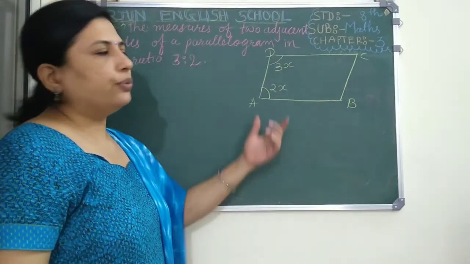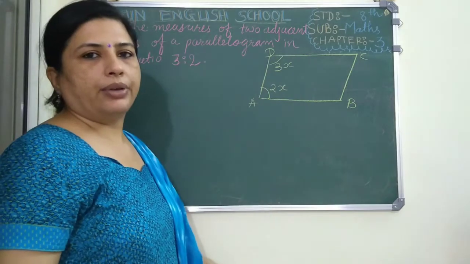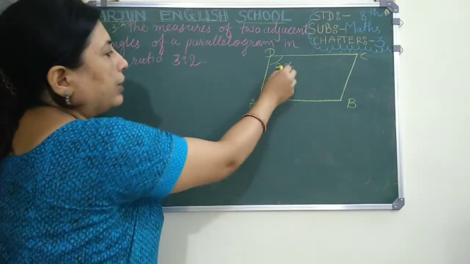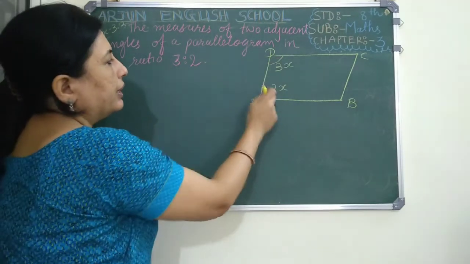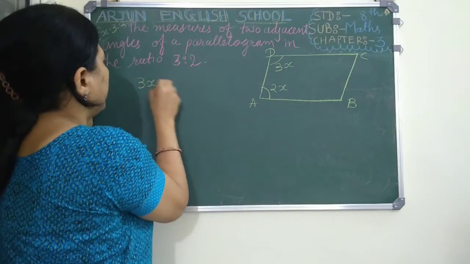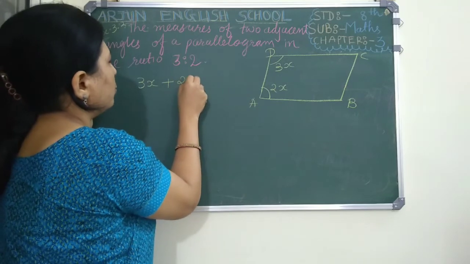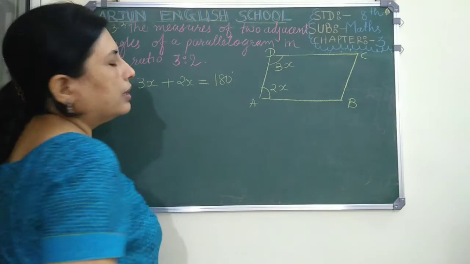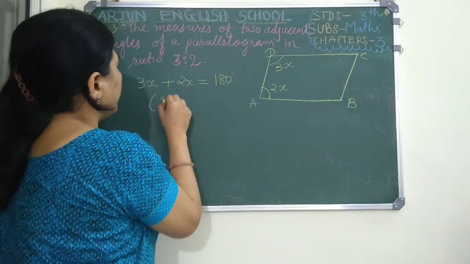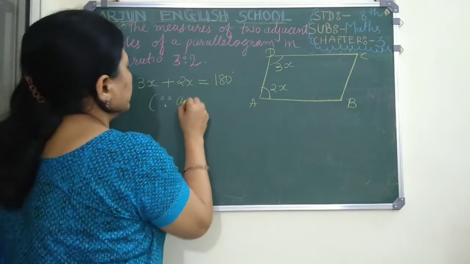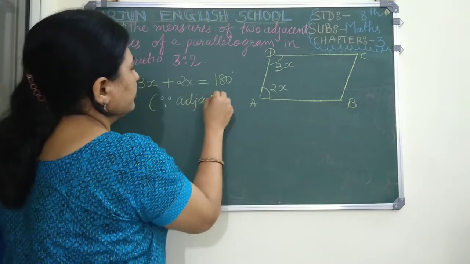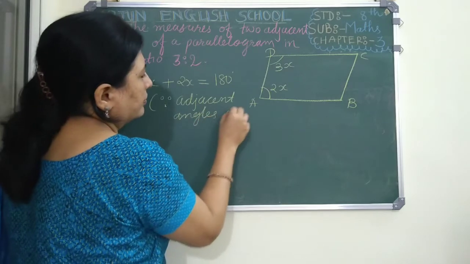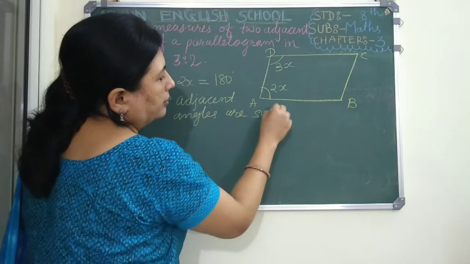So now we have to find out the measure of each angle of this parallelogram. Let us use that property. Adjacent angles are supplementary. 3x plus 2x is equal to 180. What do we use? Adjacent angles are supplementary.